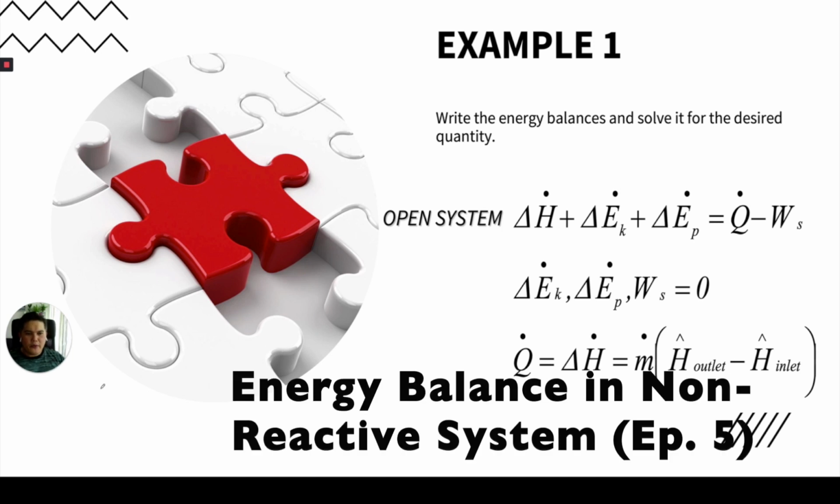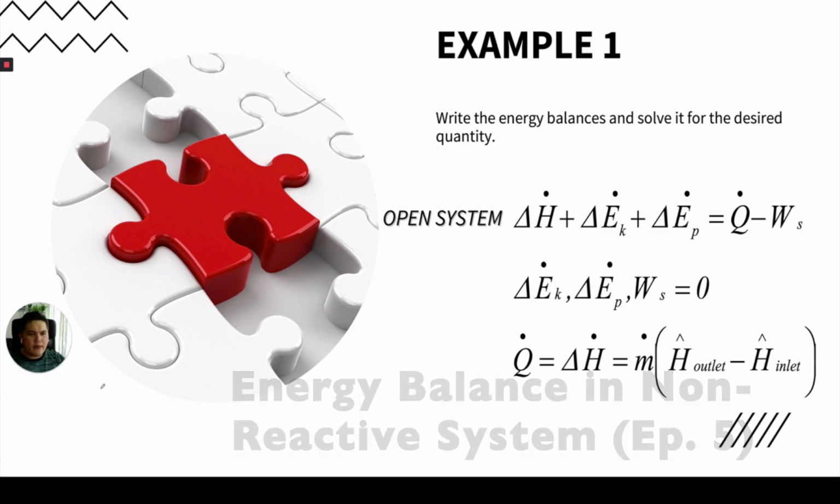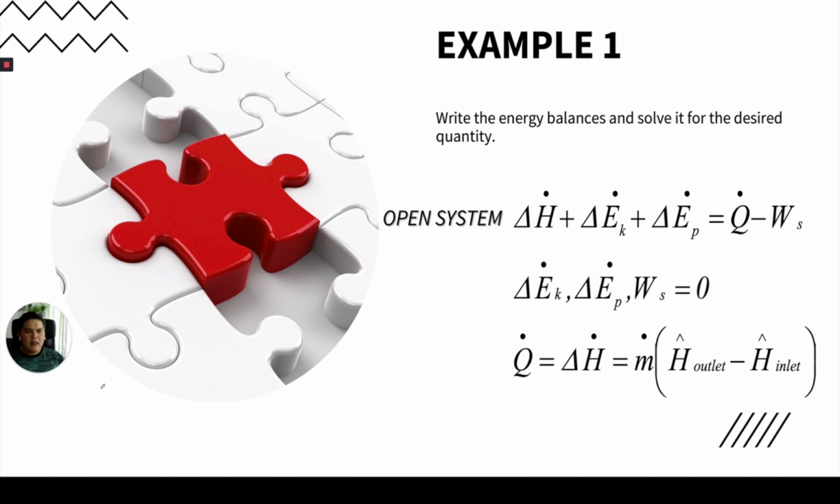I have shared with you how we can use the appendices to get information such as the specific enthalpy at different temperatures and what type of steam is involved, because this is related to the steam table. So the next thing we wanted to do is to write the energy balance and solve it for the desired quantity.